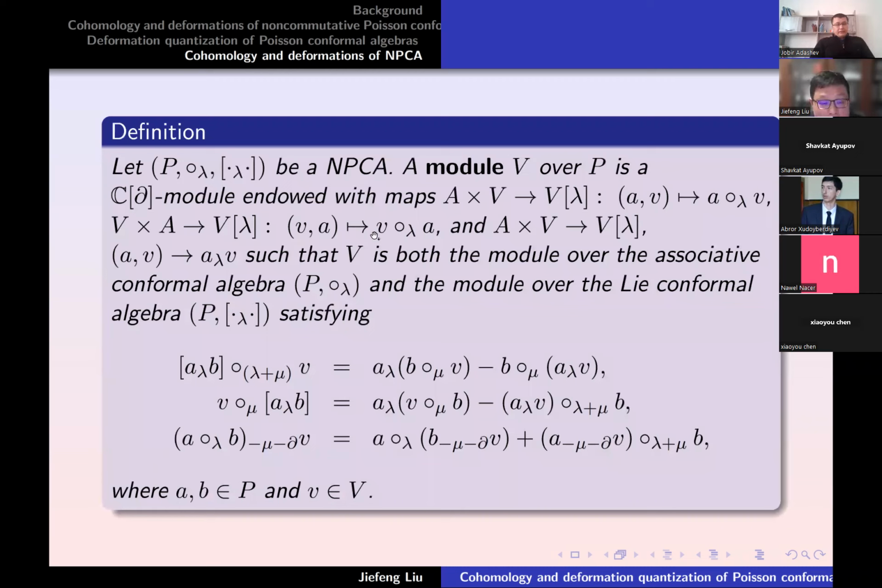Now we give the module of NPCA. Let P be our NPCA. Our module V over P is a C[partial]-module, together with maps A circle lambda V, V circle lambda A, and A lambda V, such that V is both a module over the associative conformal algebra P with circle lambda and a module over the conformal algebra P with bracket lambda bracket, satisfying the following three conditions.